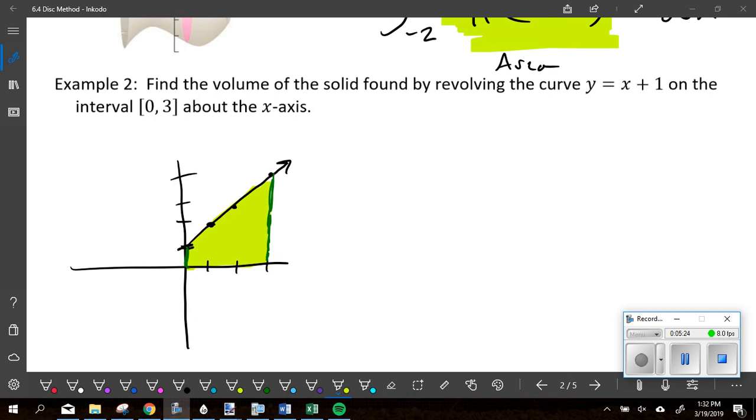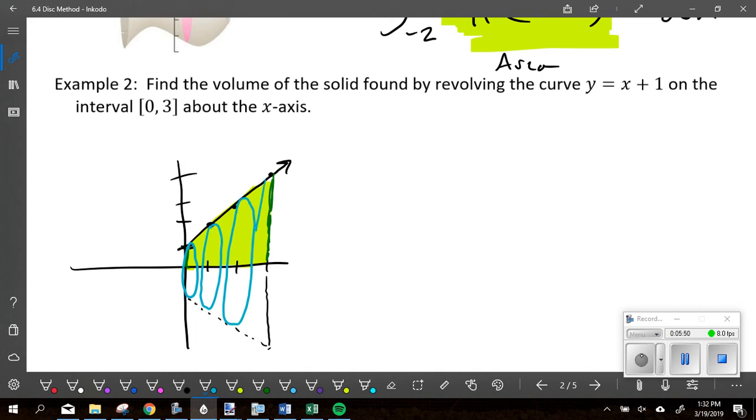Show me with your fingers, what does revolving about the x-axis look like? This way. We're going vertically. We're revolving down. And so this shape, when I revolve it down, is going to look like this. All right, so it's going to be a big megaphone kind of thing. And so your circles are looking like this. They're going this way. This way.